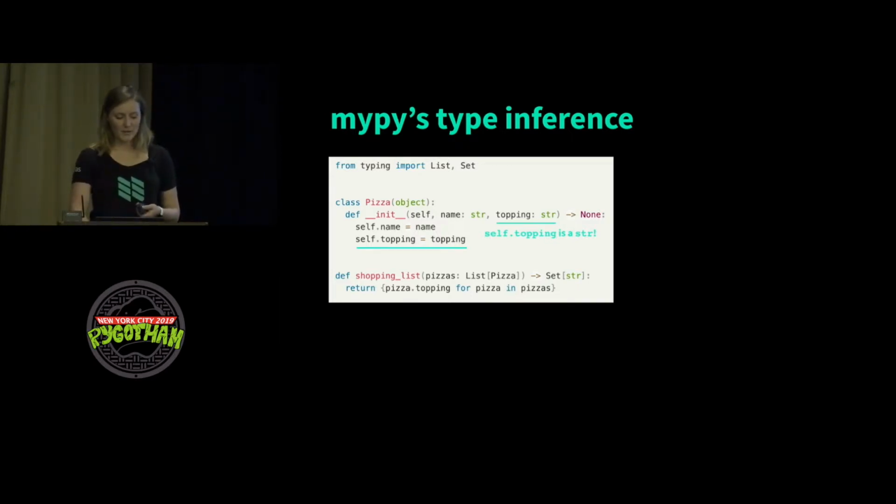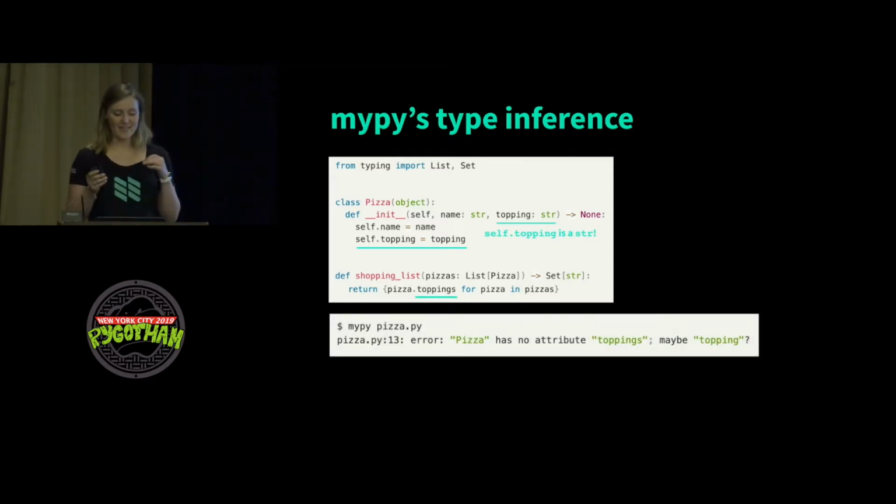Mypy can also infer what objects an attribute has. And so if instead our shopping list returned a set of pizza.toppings, plural, Mypy would know that this is incorrect. It says, error, pizza has no attribute toppings. Maybe you mean pizza topping. So it's even giving us a suggestion here.